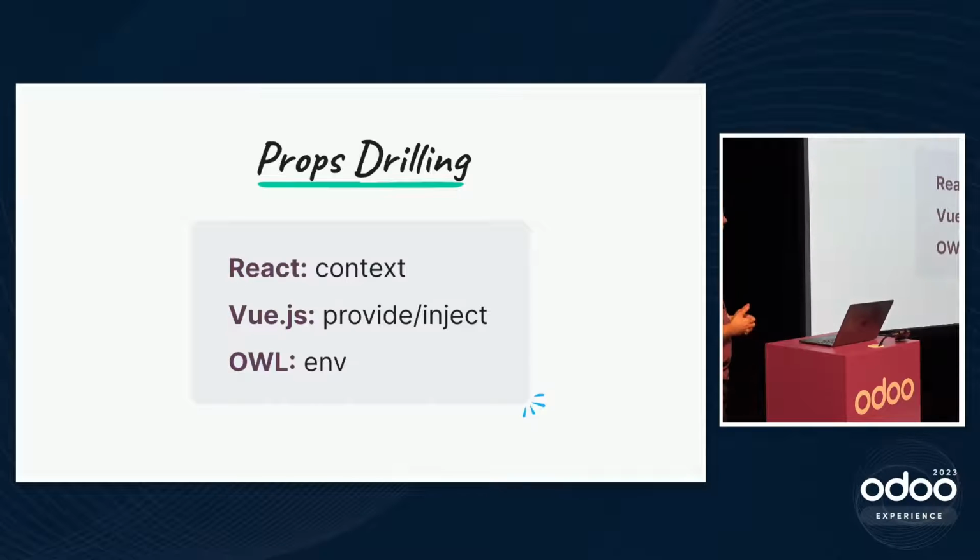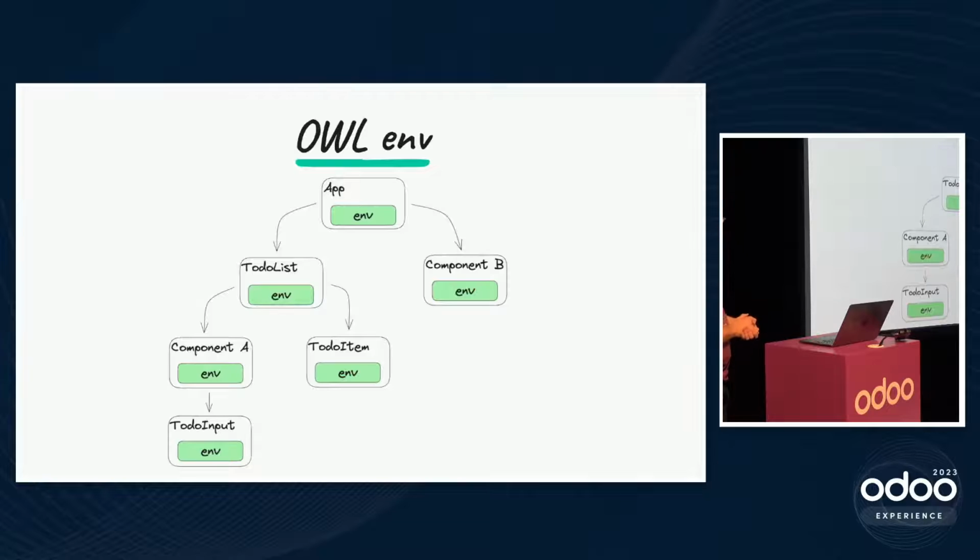And in Owl, we will have the env. The env, basically, is just an object shared by every component of your application. So it's the same object. So in our case, we can maybe just put the ToDoList model in the env. It will be OK, because I can directly access it in the to-do input. It's maybe a good solution, but you probably don't want the app or the component B to receive this ToDoList model, because it's not relevant for this component, because it's not a child of the ToDoList.